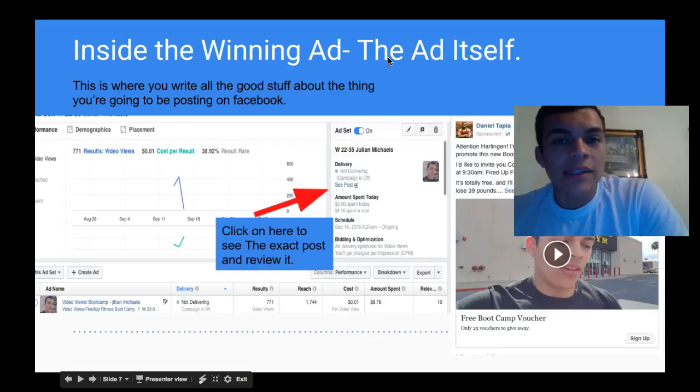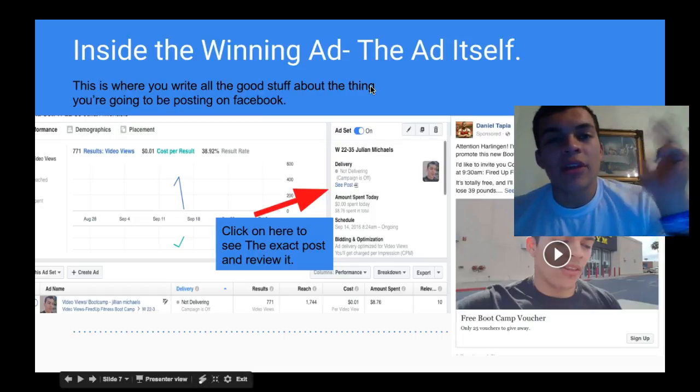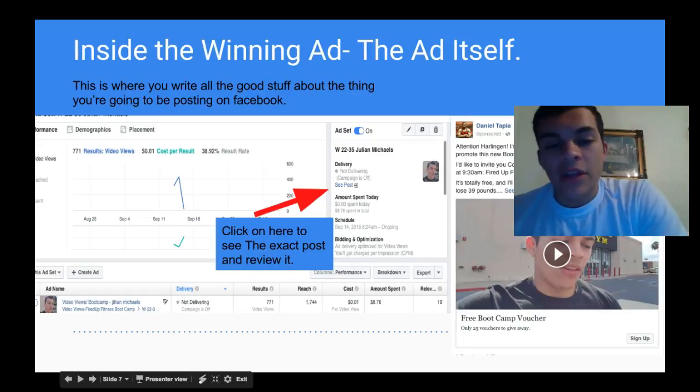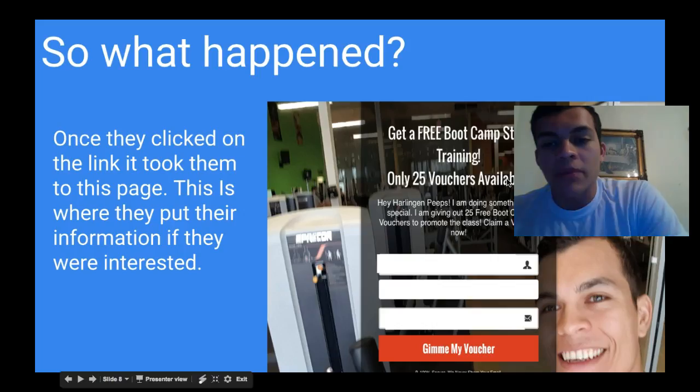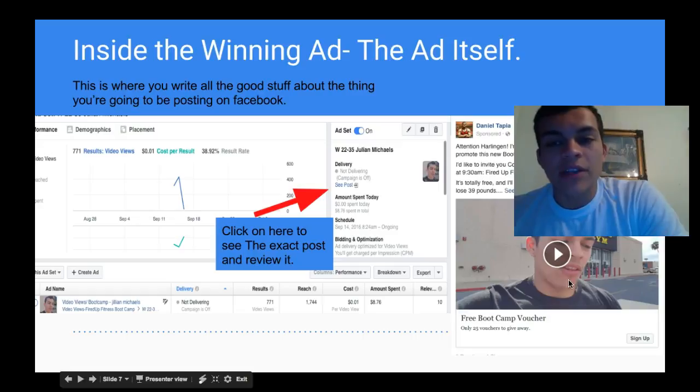So now inside the winning ad, the ad itself, okay? This is where you're going to write all the good stuff about the thing that you're going to be posting on Facebook. Let's say you want to run an ad. You get everything set up, your campaign, your ad set, and now you're on the ad itself. Now it's going to ask you to write some stuff, put a picture or video, write a headline, write a description, and then you can put like a little link. Okay? And right here, if you click on this, you can see this right here. This is what you'll be able to see.